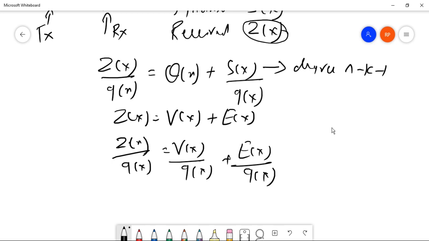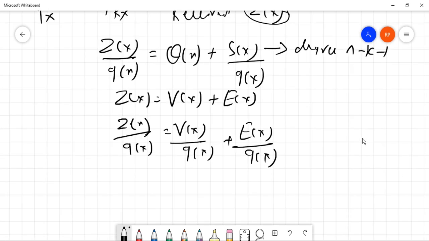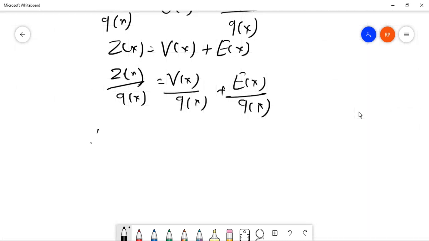But we know that the transmitted is nothing but V of X, that is the code vector. The code vector is always the multiplication of message with the generator, right? If you remember, C is equal to D into G. But here, because we are speaking about binary cyclic codes, V of X is equal to D of X multiplied by G of X, right?